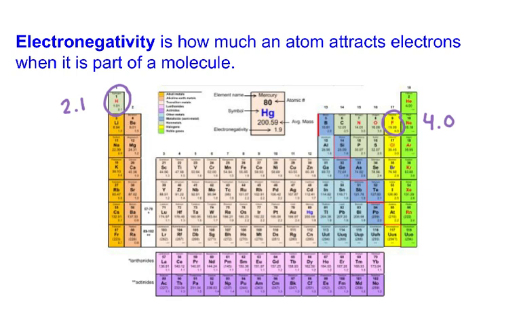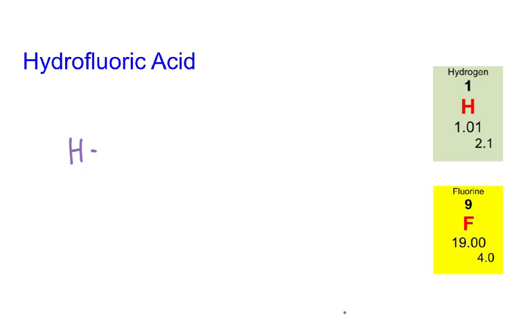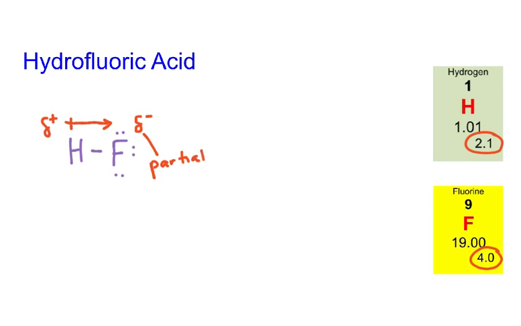as fluorine does. Hydrogen and fluorine come together to make the compound hydrofluoric acid, which has one hydrogen and one fluorine atom connected by a single bond. Since fluorine has a much higher electronegativity than hydrogen, the electrons are pulled closer towards the fluorine, giving the fluorine a partial negative charge, and the hydrogen a partial positive charge. This symbol is a lowercase Greek delta, and it means partial, in contrast to the full charge in an ion.